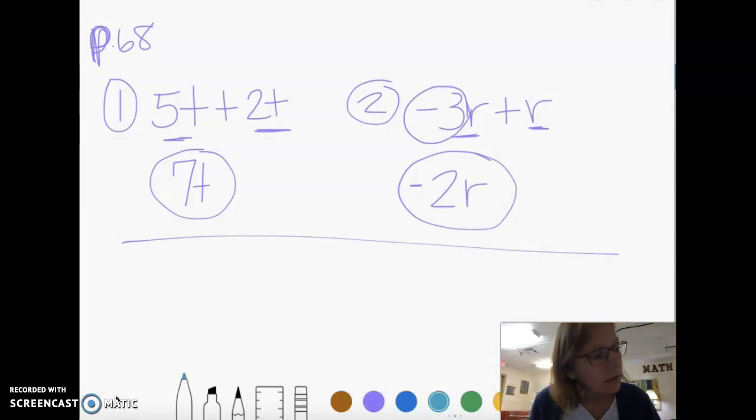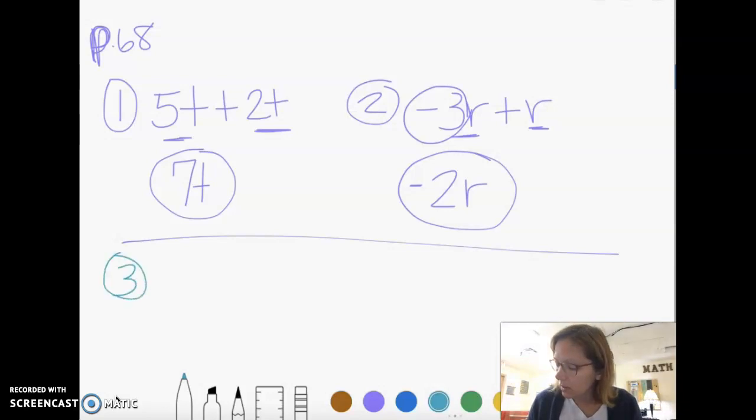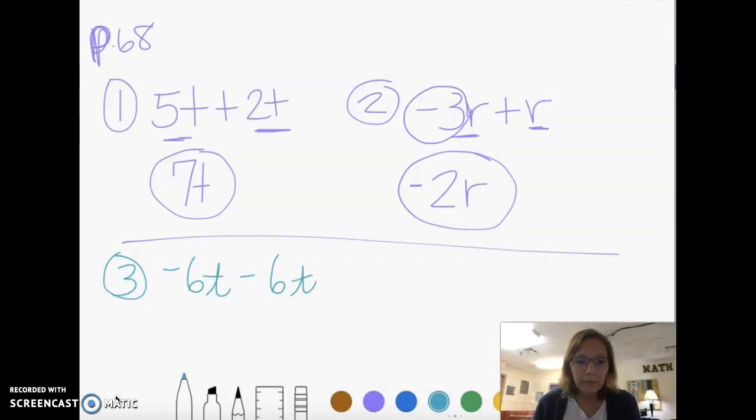I have negative 6t minus 6t. So I have t and t. But the signs are the same on this problem. I have a negative and a negative. When the signs are the same, you add the numbers. So 6 plus 6 is 12. Include the variable. But the answer keeps the sign. So since the 6's were both negative, my answer is going to be negative.